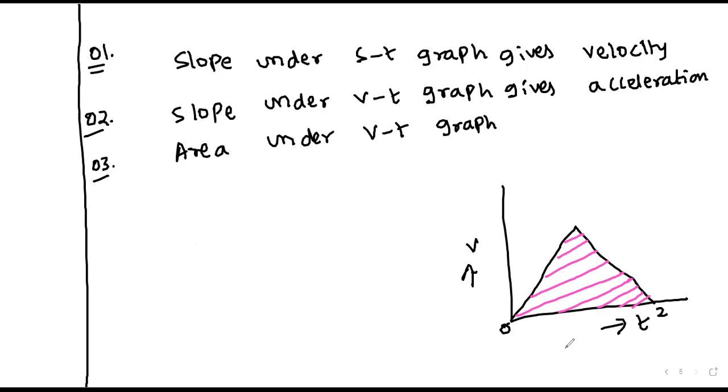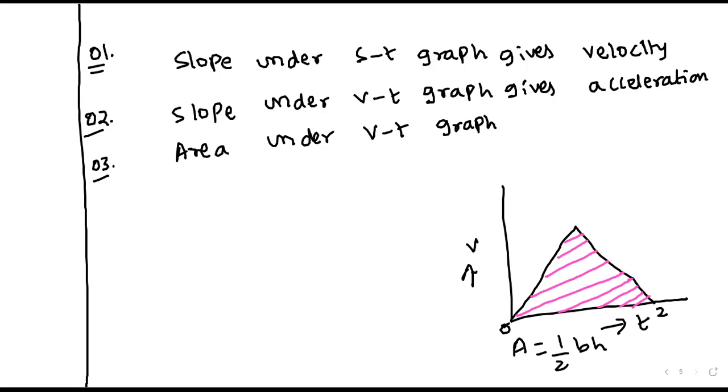Since it is in the shape of a triangle, what is the formula for the area of a triangle? Half base into height. Area of triangle is half BH.